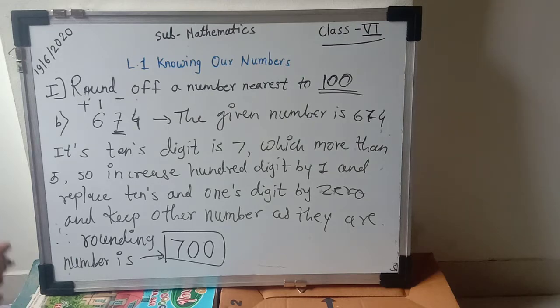Okay, now we have seen two examples. In the first example we saw that when the tens digit is less than 5, we replace both the tens and ones digit by 0, and when the tens digit is more than 5, we increase the hundreds digit by 1 and replace the tens and ones digit by 0, and write the other numbers as they are. Now let's see how to round a number to the nearest 1000.